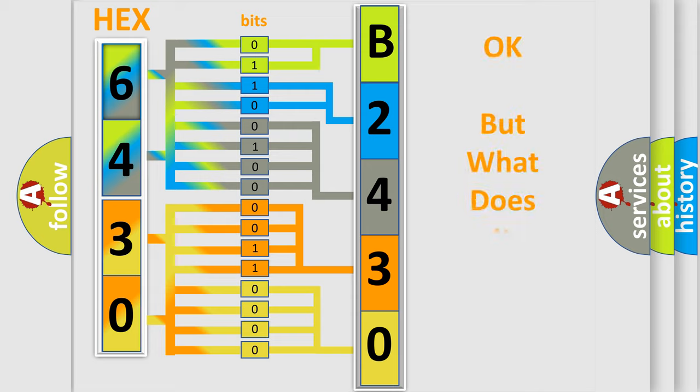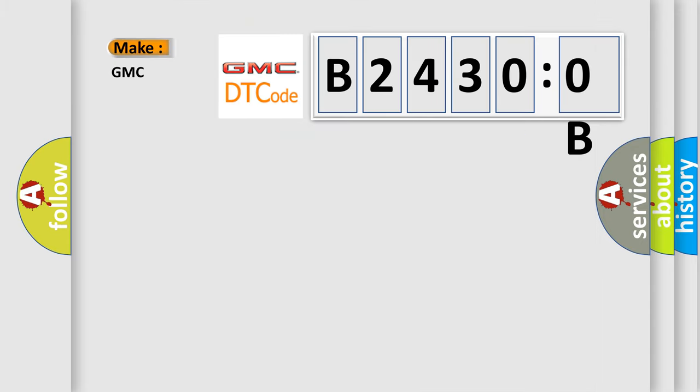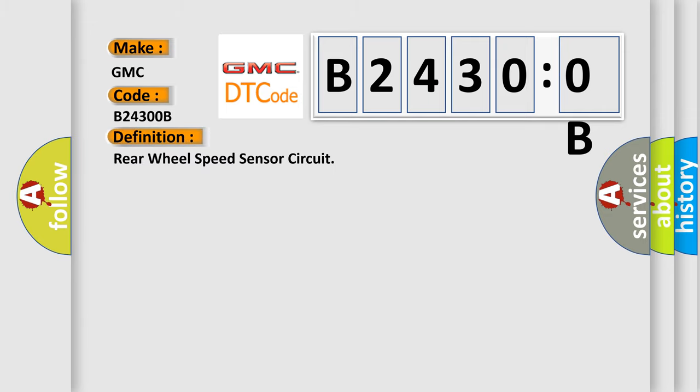The number itself does not make sense to us if we cannot assign information to what it actually expresses. So, what does the Diagnostic Trouble Code B2430-0B specifically interpret for GMC car manufacturers? The basic definition is rear wheel speed sensor circuit. And now this is a short description of this DTC code.